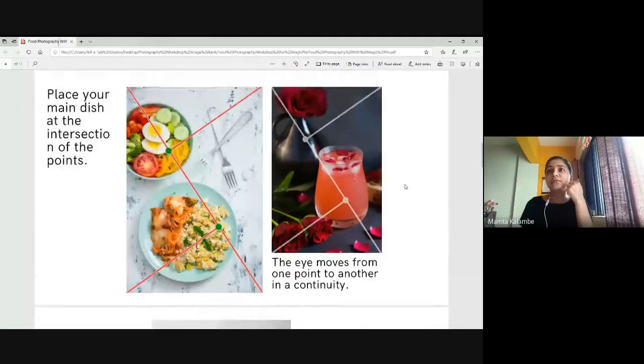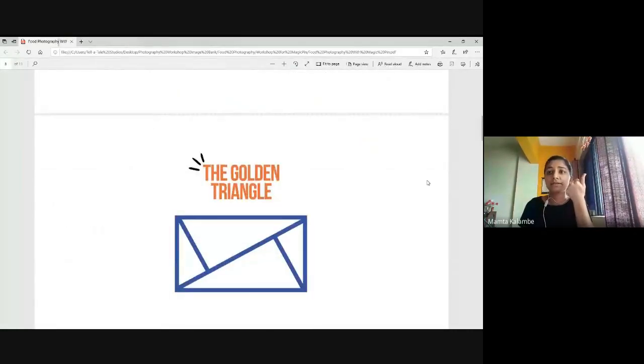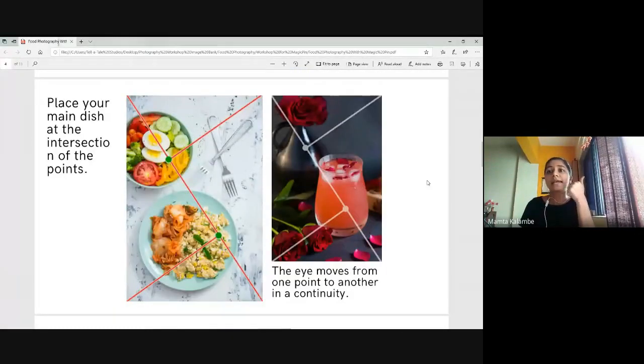Yeah. So just one thing, why the golden triangle works is because it helps the eye move from one point to another, and it creates a sort of continuity for the viewer to look at.